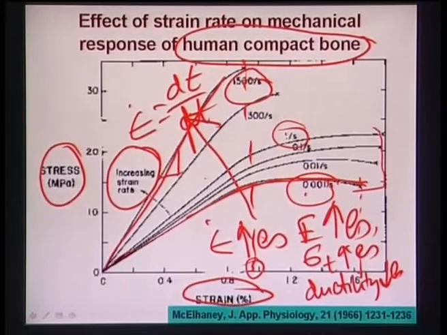So, in other words, the major message from this plot is that with increasing strain rate, your ductility decreases, and the mechanical response of the human compact bone is highly sensitive to strain rate. Again, mechanical properties of the human compact bone cannot be described by a unique value, because they depend on the strain rate, as you can see from this particular slide.